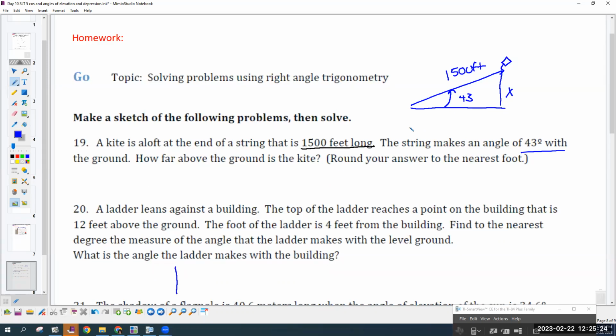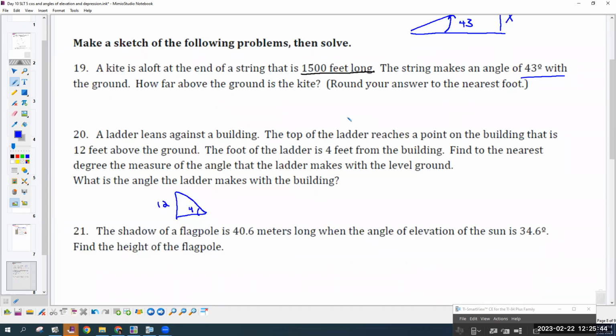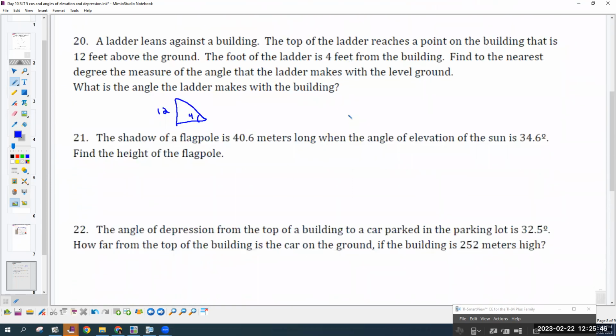A ladder leans against a building. And then you actually have to solve these. I'm not solving them for you. So a ladder leans against the building. The top of the ladder reaches a point on the building that is 12 feet above the ground. The foot of the ladder is 4 feet from the building. That is so not to scale. I need the measure of the angle. So I'm looking for that angle here. I'm going to draw a few more of these and then you are on your own to solve them.